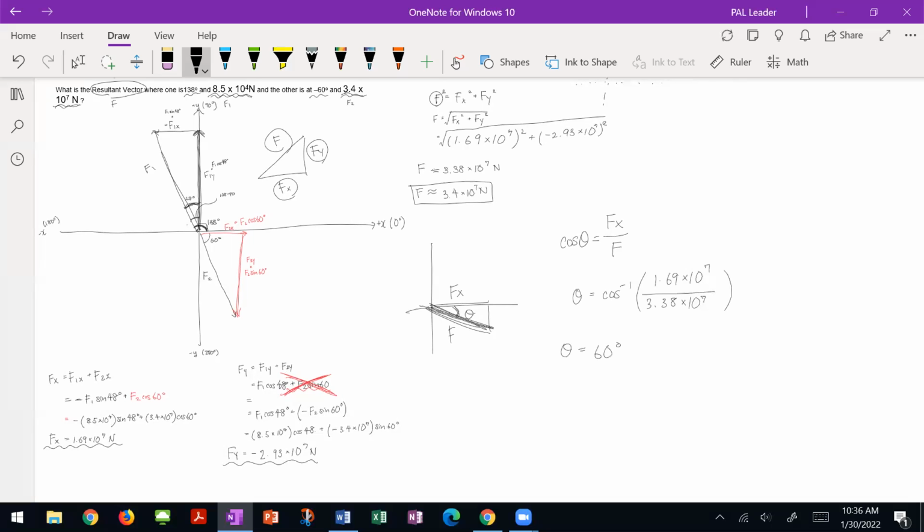But we should be careful in writing this, because if this is our 0 degrees, this is going negative 60 degrees, right? So we can either call this negative 60 degrees, or we can also just say it's 60 degrees. I mean, I don't know. I think we should just say negative 60 then.